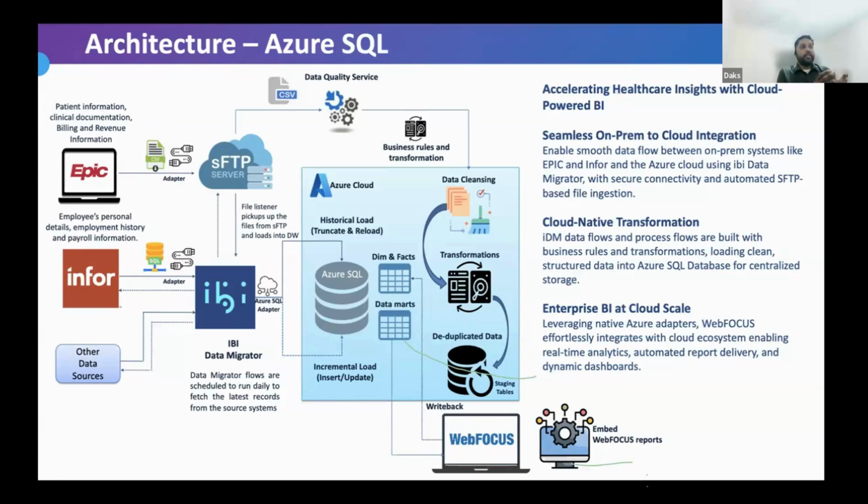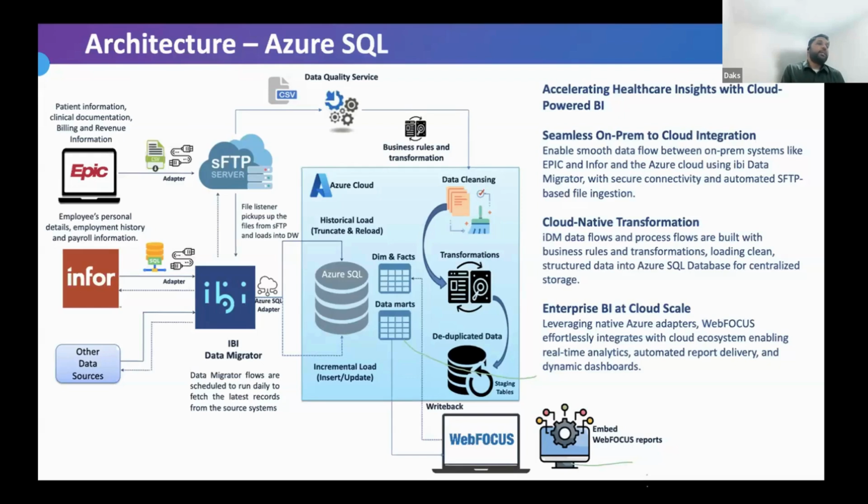Data Migrator here is fetching data from on-premise from various sources, and it is building data warehouse and data marts inside of Azure SQL. What I meant by harnessing all the true capabilities and the speed of the Azure SQL is that the transformation happens pretty much real time here, meaning the transformation is done inside of Azure SQL and the data is loaded there.